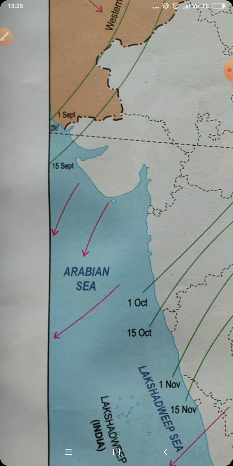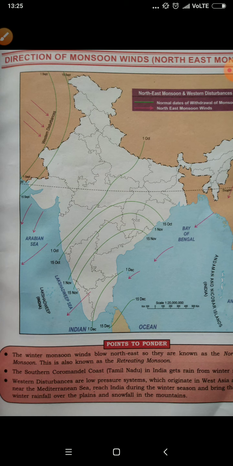Just the reverse of the summer monsoon, which is the southwest monsoon; the winter monsoon is also called the northeast monsoon. So this is northeast and the arrows' direction is just reverse. We have to keep in mind the winter monsoon winds blow from the northeast. This is also known as the retreating monsoon. The southern Coromandel coast in Tamil Nadu in India gets rain from this winter monsoon.